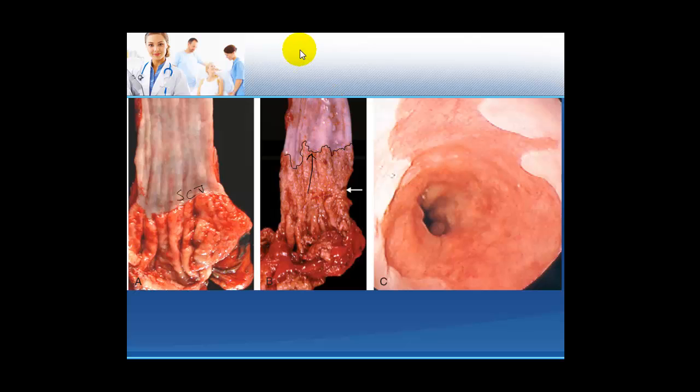Goblet cells look something like this. They have the shape of a goblet, like a wine goblet, right? This is how they may look. So here you can see it is moving.